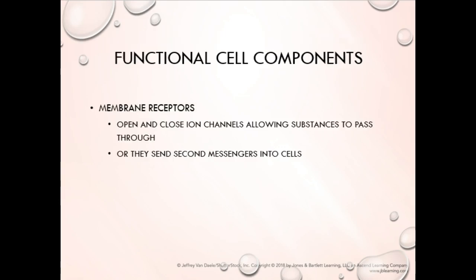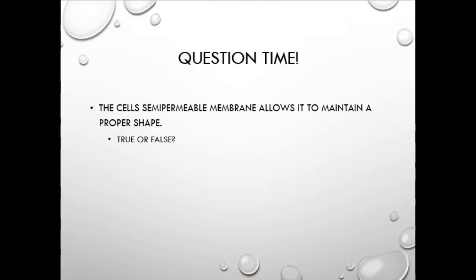Cell component: membrane receptors. And I'm going to get you a picture of protein receptors on the membrane. Those are channels that go across that membrane that I drew on the picture above that allow certain substances to come in and out. They can also send second messengers, which we'll talk about when we get into hormones.